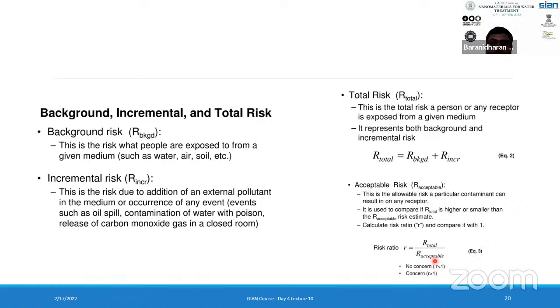And if the risk ratio is greater than 1, where 1 is just the integer, then obviously the product or material that has undergone the study is really a matter of concern. That means it poses a risk towards humans, especially in the medium that has been taken.